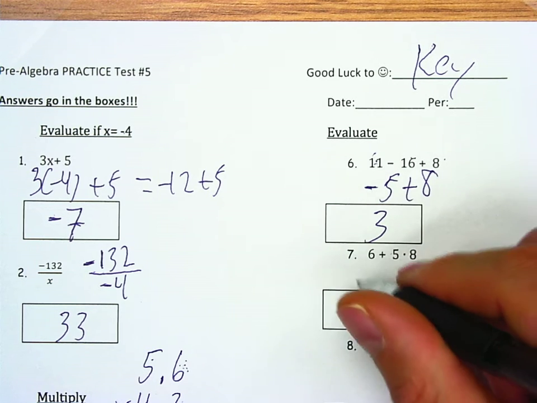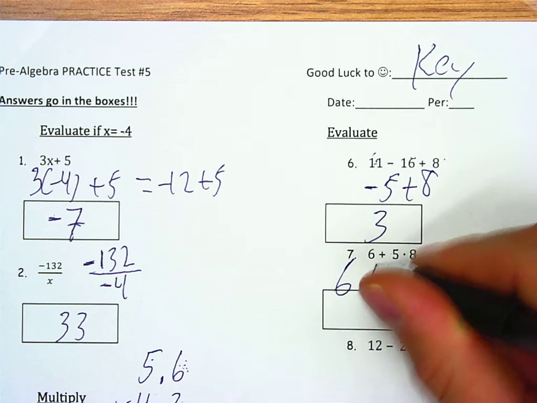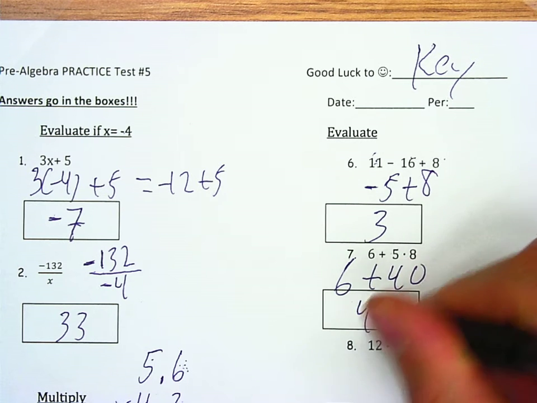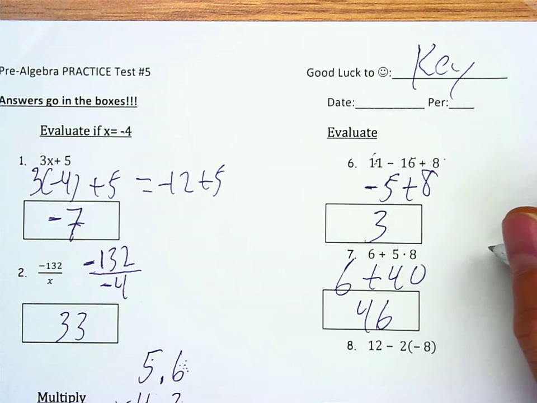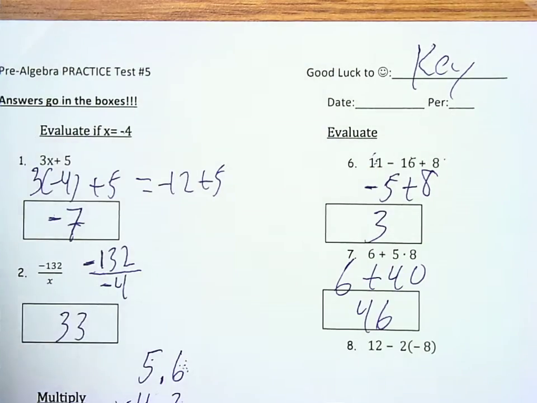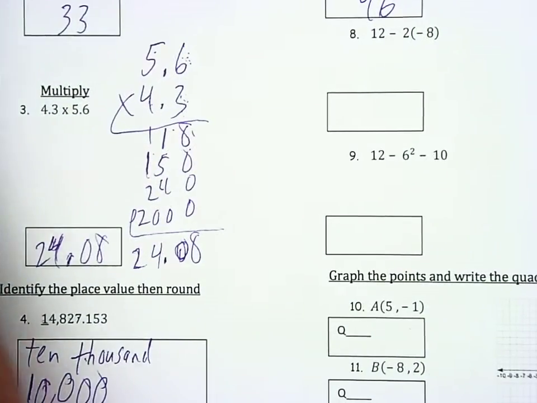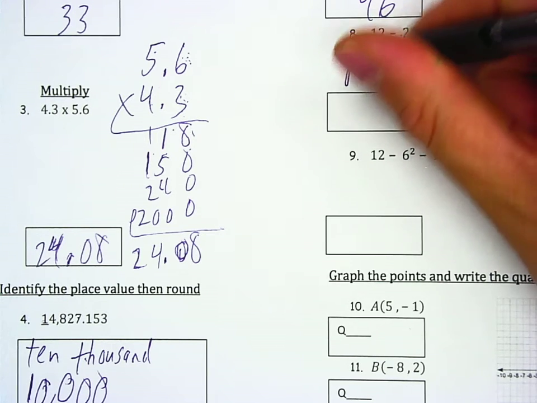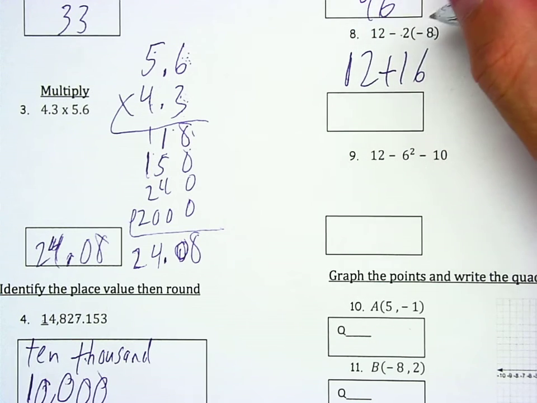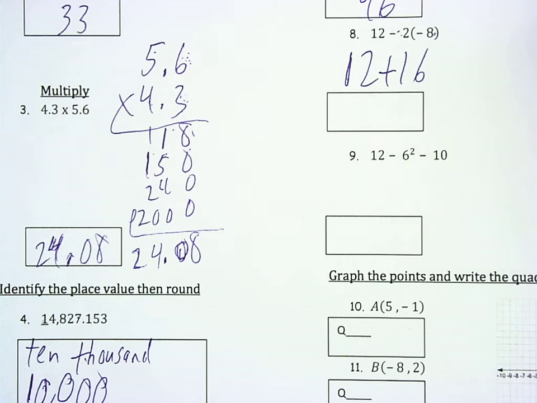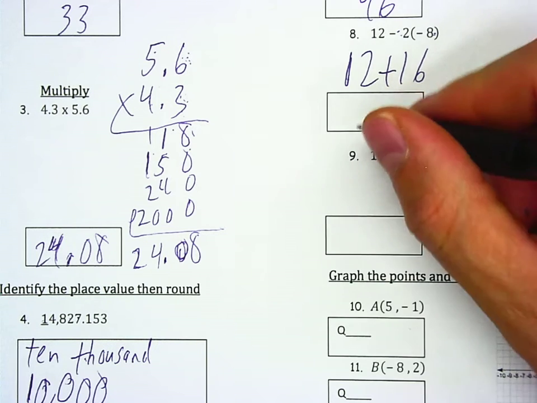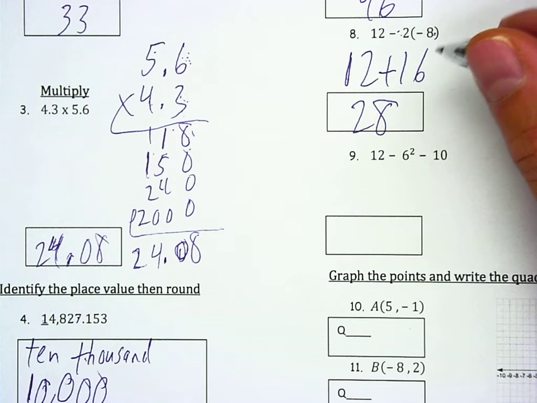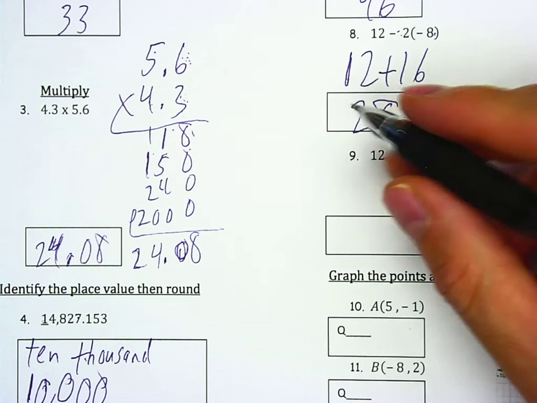Question 7, multiply before you add. This is 6 plus 40, because 5 times 8 is 40. So that is 46. Question 8. Multiply before you subtract. And it's a negative 2 times a negative 8, so it becomes a positive 16. Minus 2 times a negative 8, positive 16, which is 28 in terms of my finished sum in this case. Same signs I had.